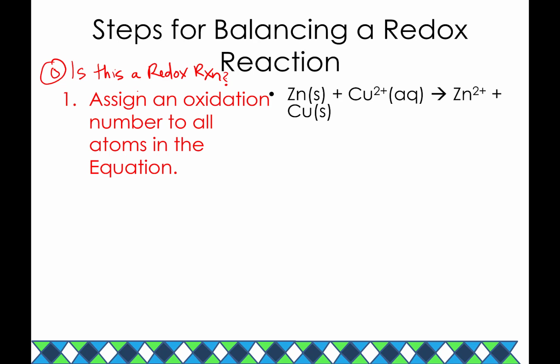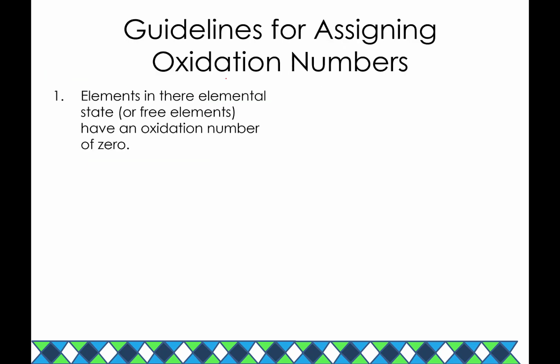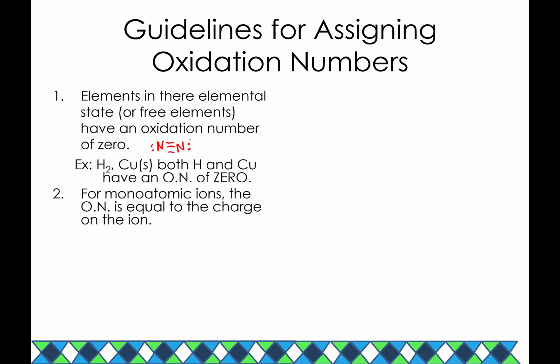So let's just remind ourselves about oxidation numbers. So elements that are in their elemental state have an oxidation number of 0. So diatomic hydrogen, chlorine. Another example would be diatomic nitrogen. Anything in its elemental form will have an oxidation number of 0. And if you have a monoatomic ion, such as chloride anions or lithium plus cation, the oxidation number is equal to the charge of the ion. So lithium plus has an oxidation number of +1.